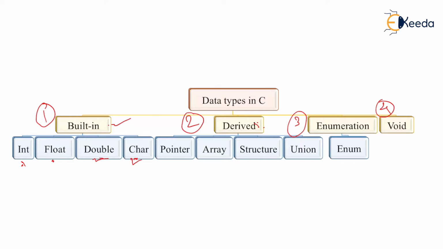In derived data type, we have another four different sub data types. First is pointer, second is array, third is structure, and fourth is union. Next is enumeration. In this data type, we have only one sub data type, that is enum. And in the fourth data type, that is void, there is no subtype present because that itself is a data type. Okay? Now we'll see all this in brief.